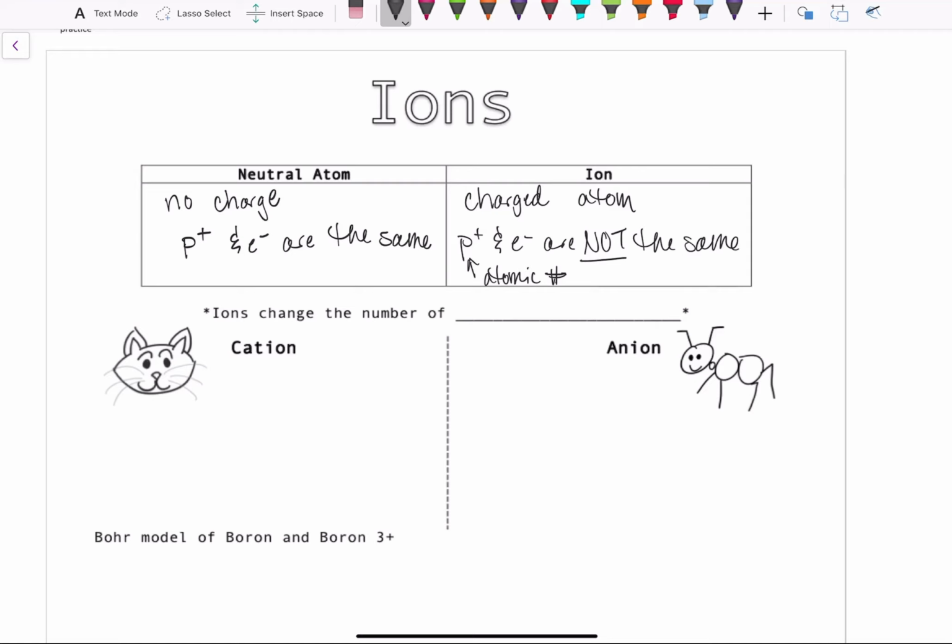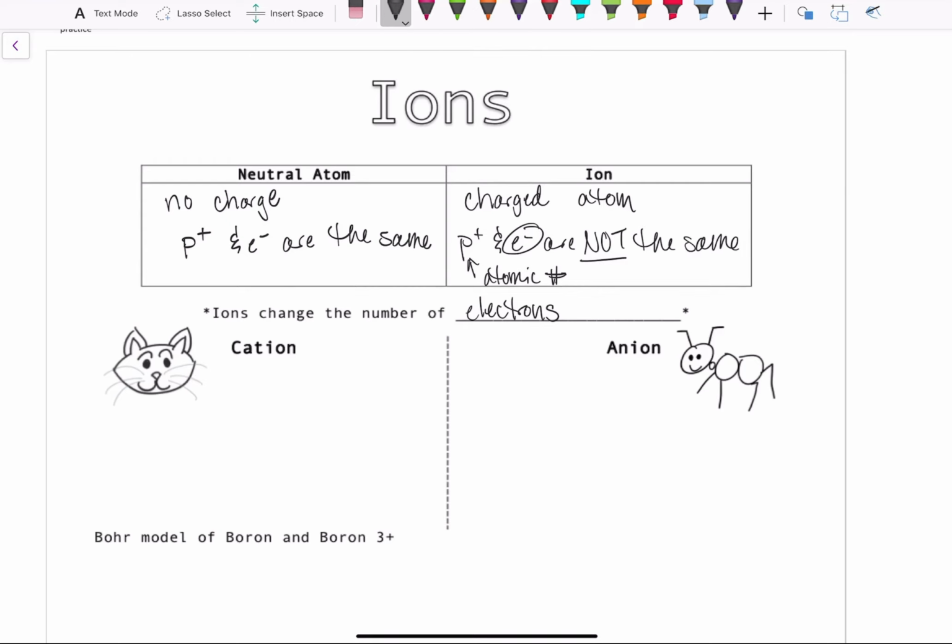And so ions form by changing the number of electrons. We can't change the number of protons without changing the atom, so we change the number of electrons. So our blank below the chart: ions change the number of electrons. We've talked about before, we can change the number of neutrons and it makes an isotope. So now, if we change the number of electrons, we are making an ion.